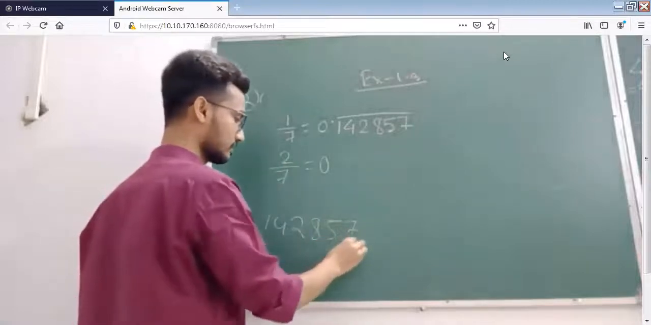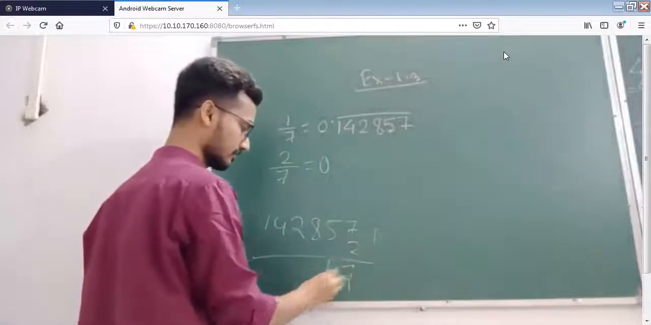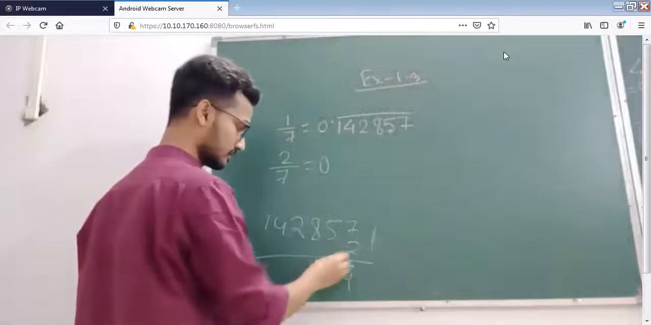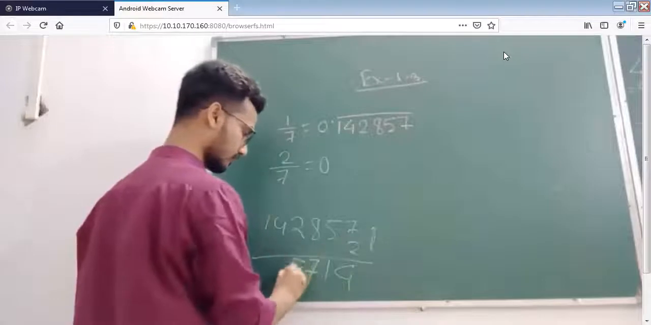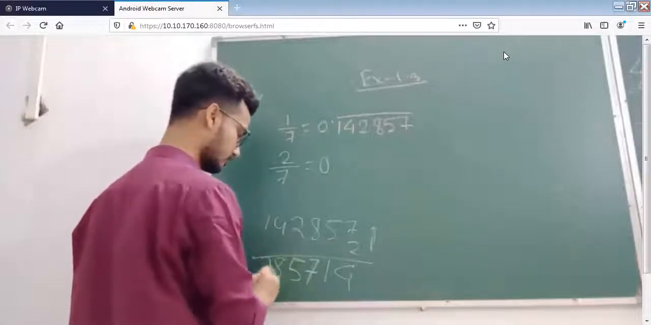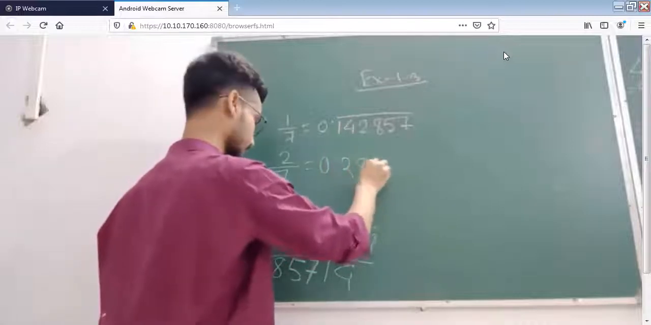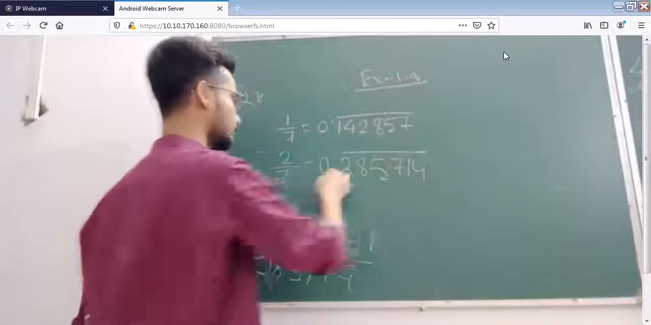142857. Just multiply it. 2 7s are 14, 1 carry 2. 5s are 10, 10 plus 1 is 11, 1 carry 2. 8s are 16, 16 plus 1 is 17, 7 carry 1. 2 2s are 4, 4 plus 1 is 5. 2 4s are 8. 2 1s are 2. So it will be 285714 bar. This will be the value of 2/7.